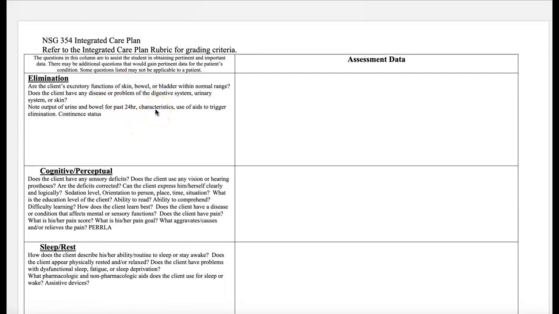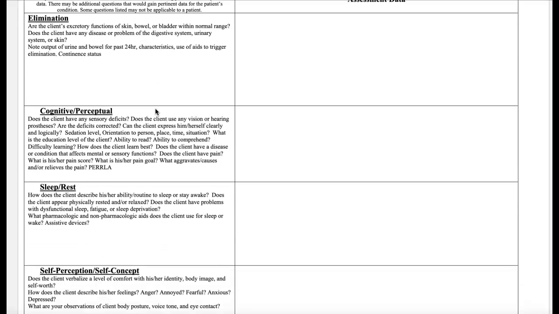As far as the elimination, make sure that you're asking them when was the last time their bowels moved so that you can fill that in.